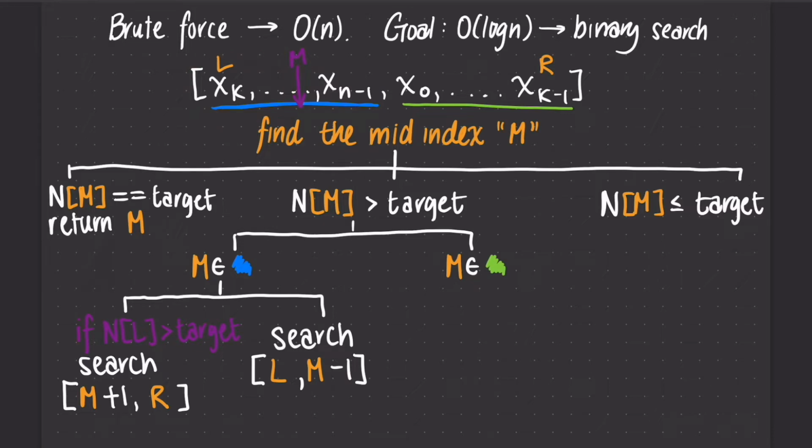Now let's look at this case over here. If m is in the green portion, but n of m is greater than the target, so something like this pink m over here, then the only values in this array that could be lesser than our n of m has to lie here between x0 and m.